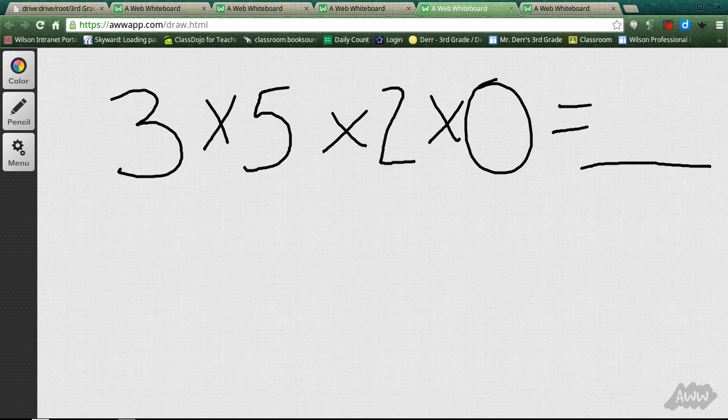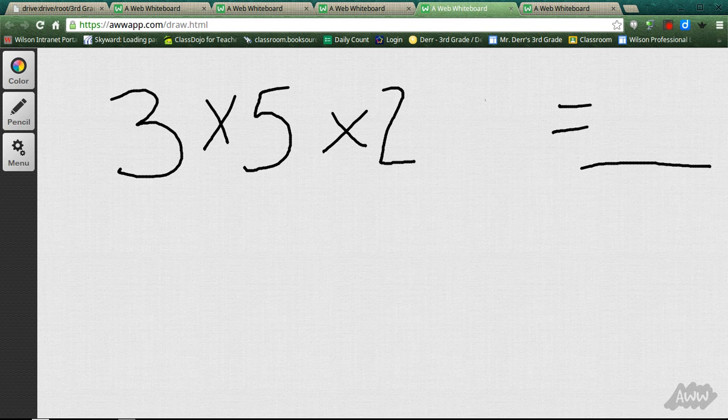How you can group this however you want, what would be your answer for 3 times 5 times 2 times 0? Oh, I guess that is kind of easy. We see that 0 in there, and our answer would be 0. No matter how we group it, we're still multiplying something by 0. 2 times 0 would be 0, and the 5 and the 3 would be 15 times 0 is still 0. Well, let's get rid of that 0.